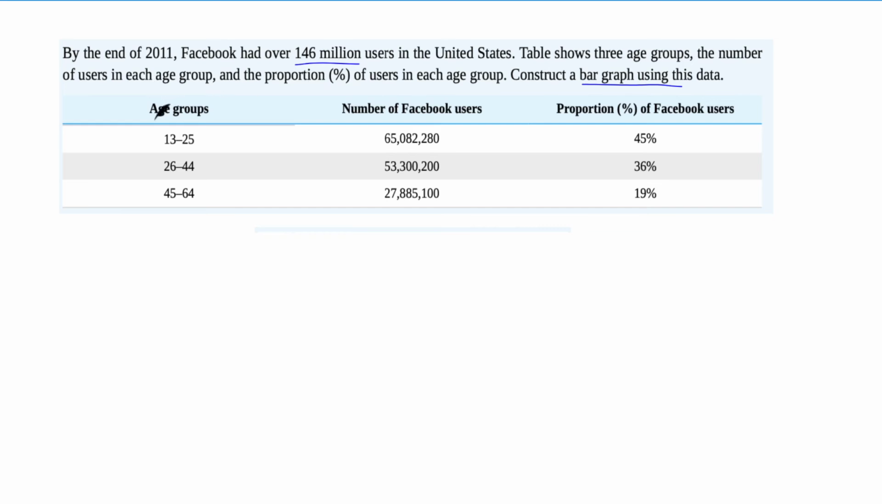So you see the age groups, this is basically our category, this is our x-axis. And the proportion percentage of Facebook users, this will be on the y-axis. We can use this or this, percentage is always preferred. Please remember this. The bar graph will look something like this.